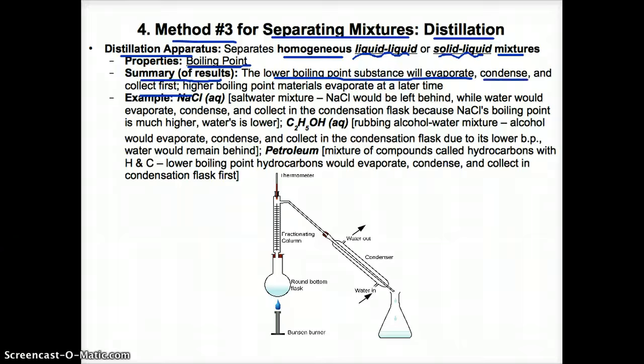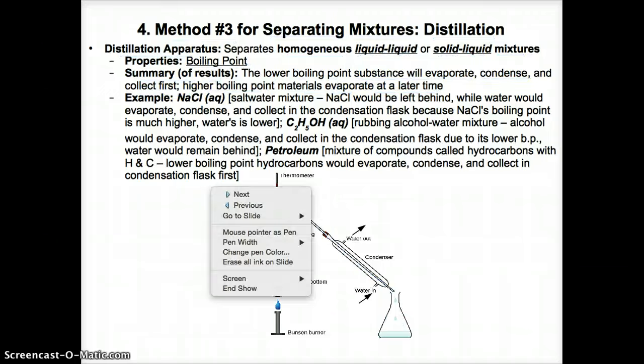So what it'll do is the lower boiling point material will evaporate up here into the fractionating column, go through here, and this condenser will actually have water going in and out to cool it down, and once it collects here, it'll collect back as a liquid. Okay? On the other hand, the higher boiling point materials will evaporate at a later time and or stay behind.